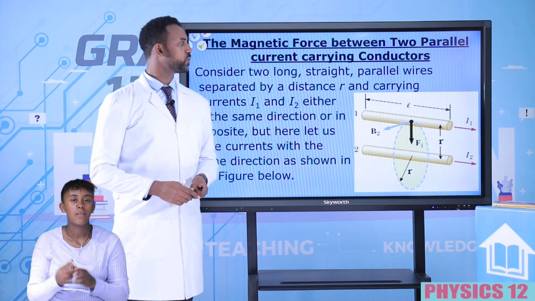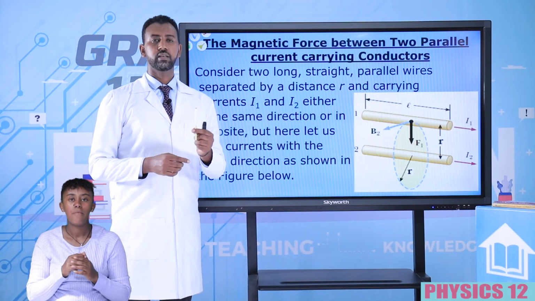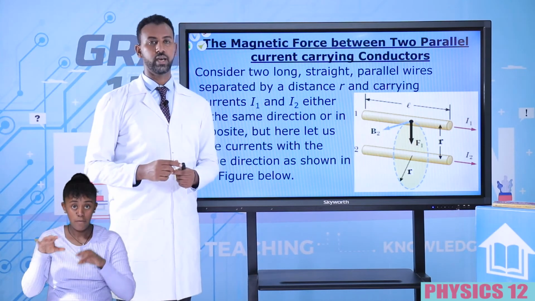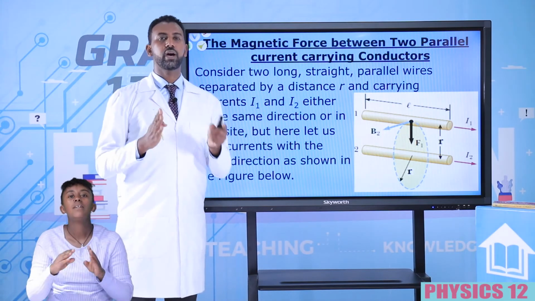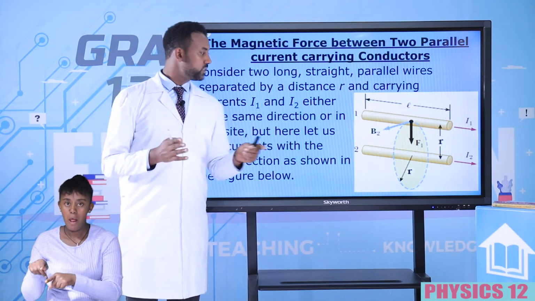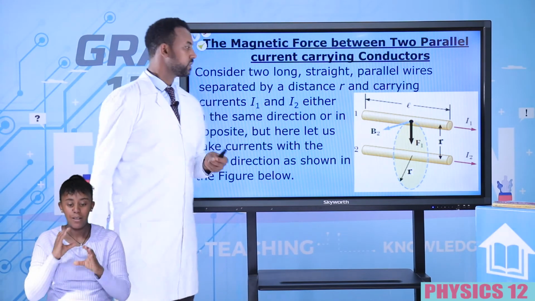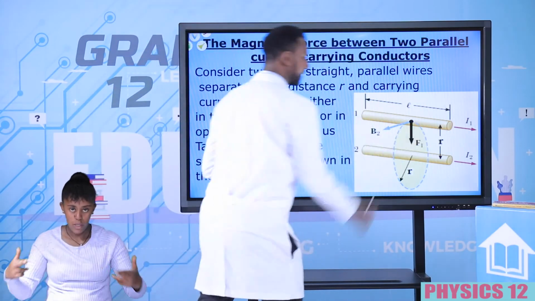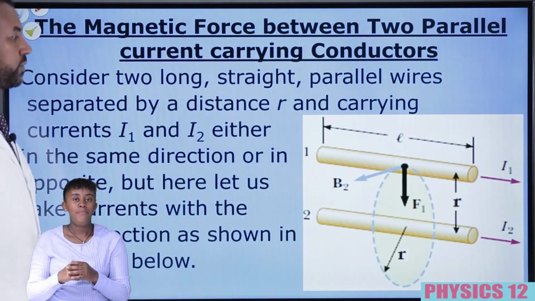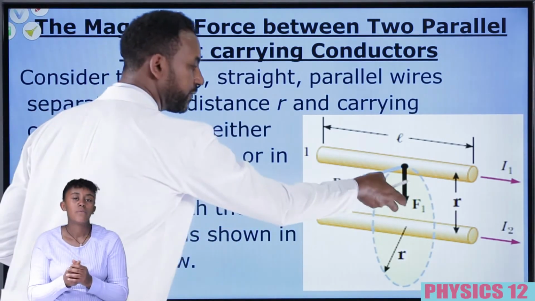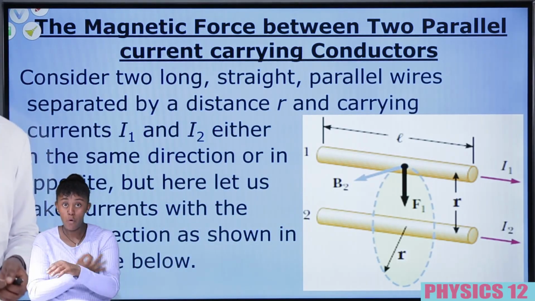Here we have the magnetic force between two parallel current carrying conductors. So far we have tried to see the magnetic field around a straight current carrying conductor. Again, let's take two parallel current carrying conductors. On these two parallel current carrying conductors, there will be a magnetic interaction between the two wires. If this wire carries a current of I1, and the other wire carries a current of I2, there will be an interactive force, and that interactive force is the magnetic force between the two parallel current carrying conductors.